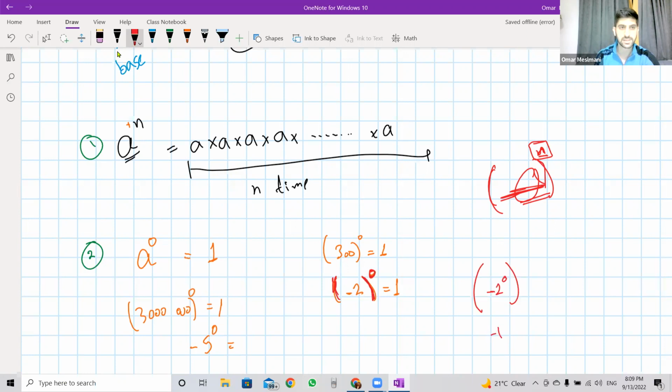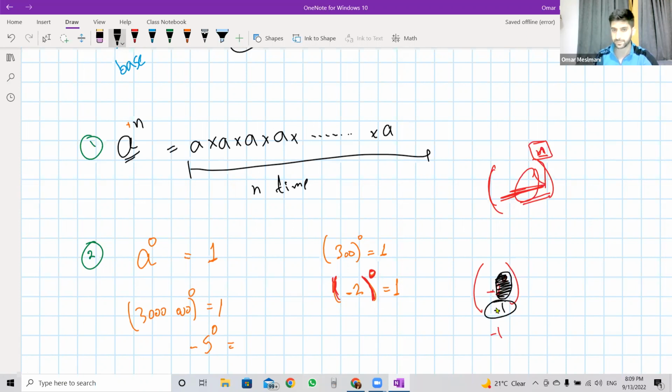Because listen, when you have a power, you ask: this power is for which base? This power is only for the 2 base, because there is no bracket. So this one is 1, and there is a negative, so the answer is -1.